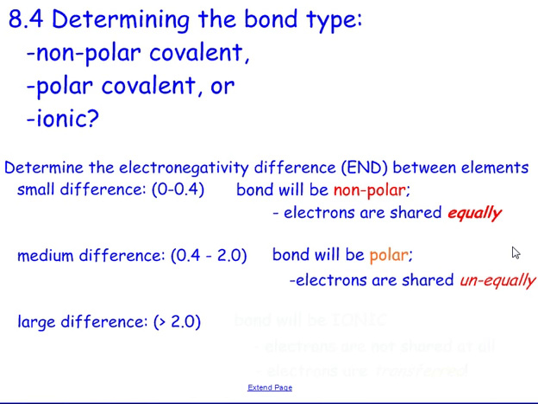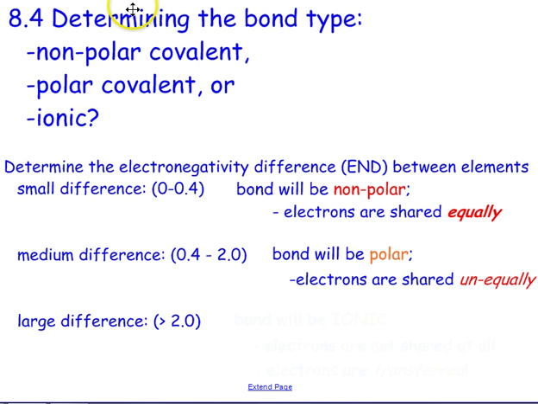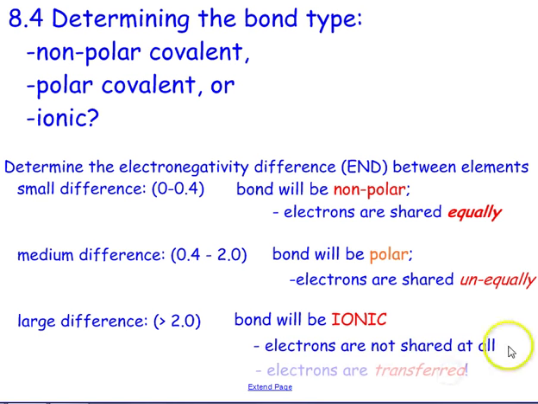Now, if the difference in electronegativities is greater than 2.0, then that means one atom is so strong it actually won't share electrons at all. It'll actually steal electrons from the other atom. And in this case, it won't be a covalent bond at all. It will be an ionic bond. And we say that the electrons are transferred. They're not shared.